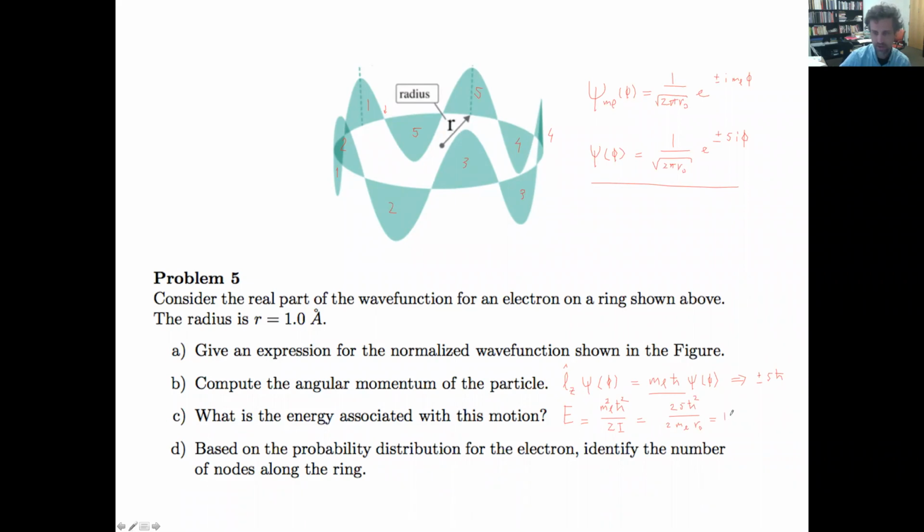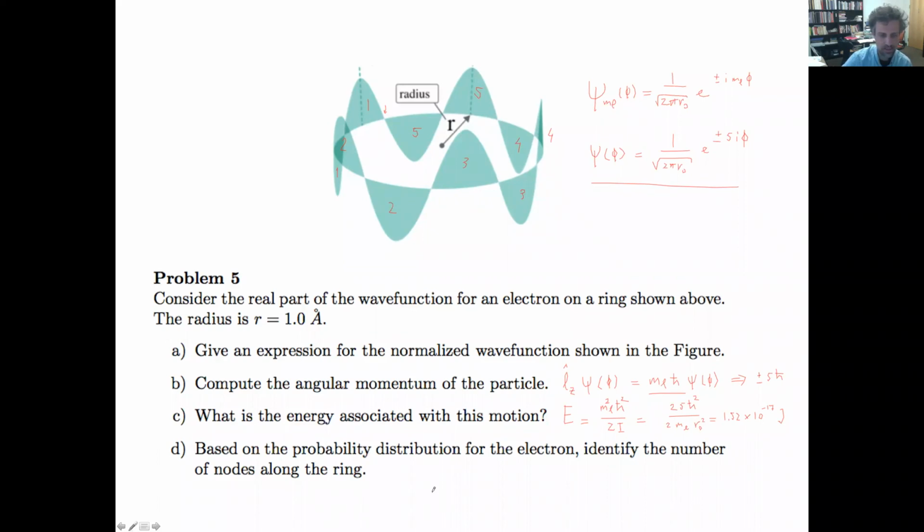And what I find, if I punch in all the numbers, is 1.52 times 10 to the minus 17 joule. Okay, so that's what this particular calculation gives me. Oh, actually, there should be a square here. Sorry. Me times r squared.